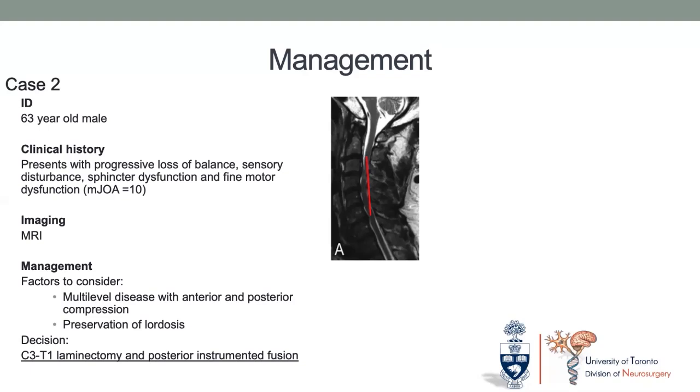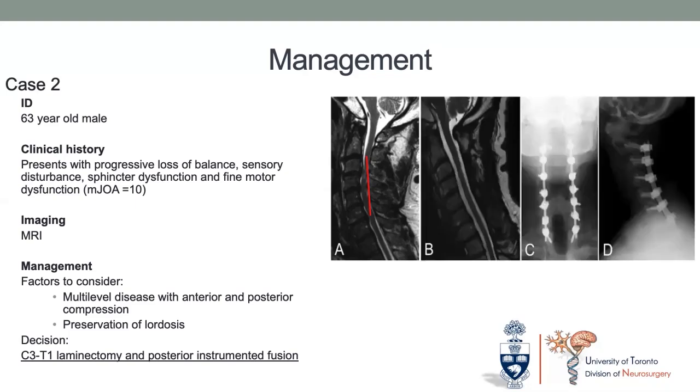This would indicate that an anterior approach would not be able to adequately address the issue. So in this patient, the decision was made to do a C3 to T1 posterior decompression and instrumented fusion. And the postoperative MRI shows the results with excellent decompression. The lordosis has been reduced slightly. But the objective of the procedure is to decompress the spinal cord.